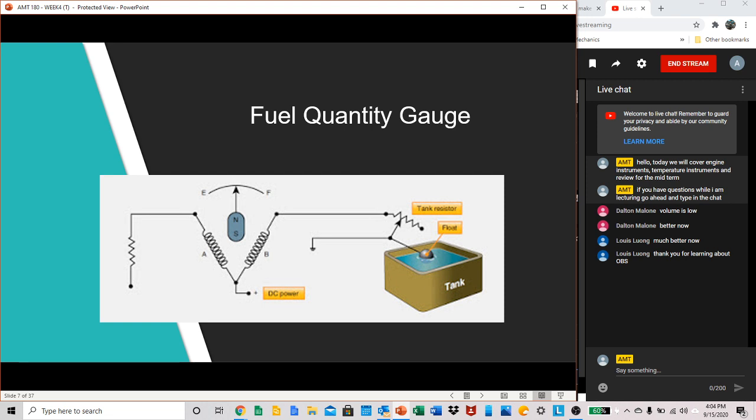This is also a diagram relating to the fuel quantity gauge, so you have an idea of where your resistance is coming from. Over here you have your float tank and your tank resistor, so that's how it's being read. The float adjusts, whether the tank is full or getting lower. The float will adjust, and your tank resistor will read that and send that to your instrument.